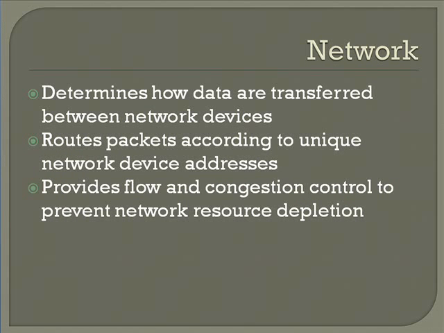The next layer is the network layer. The network layer determines how data are transferred between network devices. It routes packets according to unique network device addresses and provides flow and congestion control to prevent network resource depletion. One of the most common protocols for routing information at this layer is the Internet Protocol.